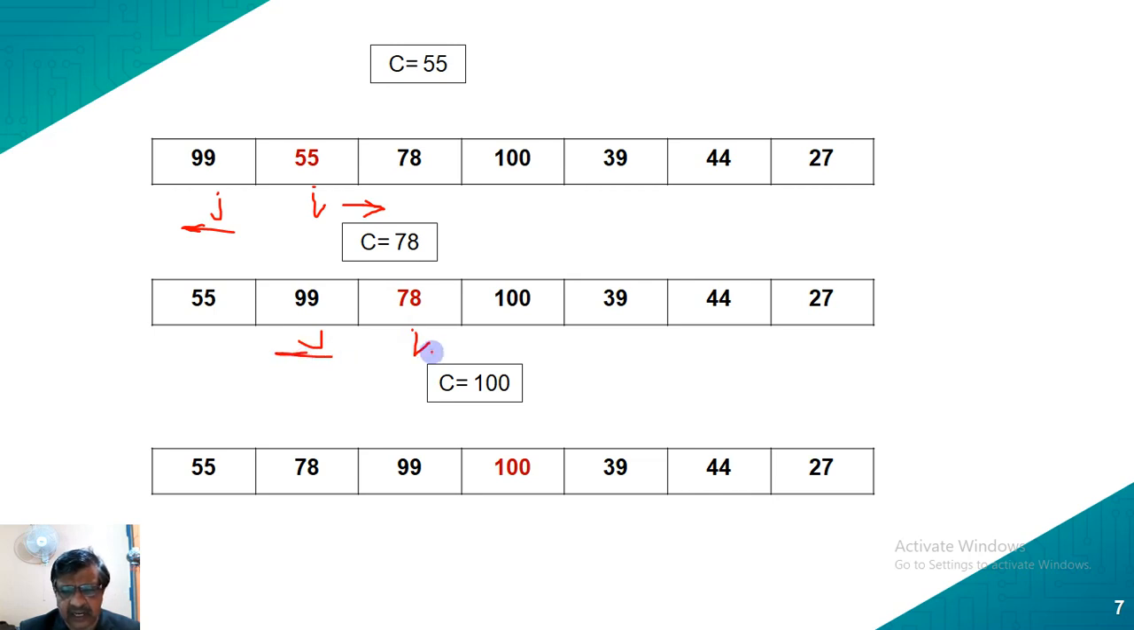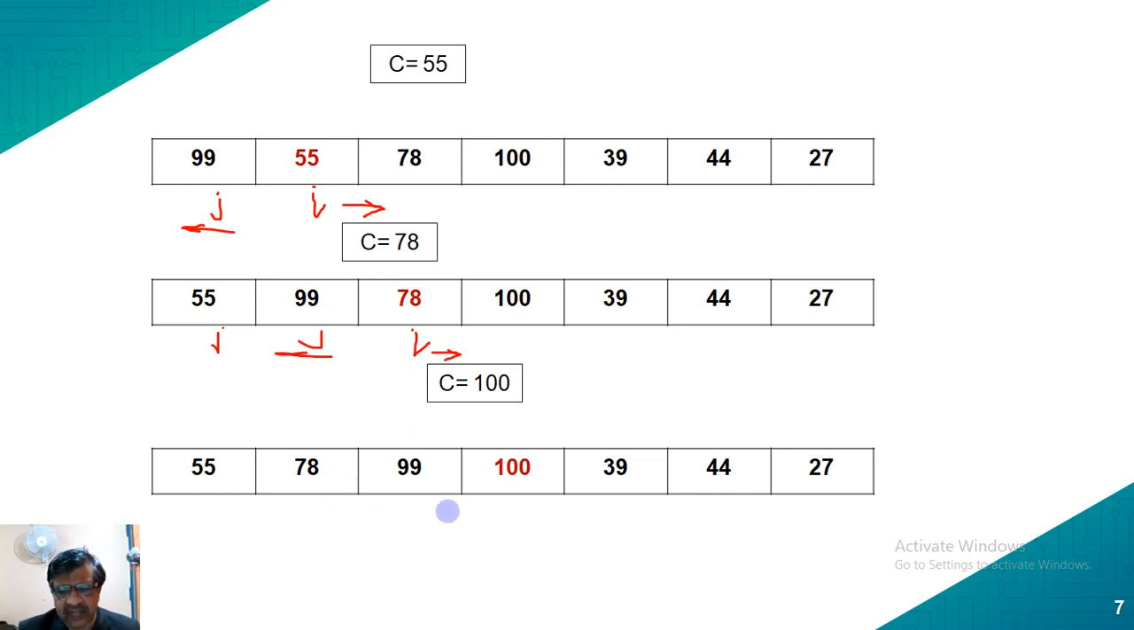In the second iteration j can move at least to 2 positions, i can move up to n-1. Now 78 is compared with this 99. Since 99 is greater than 78, 99 will be moved to a of j plus 1. So a of j plus 1 will carry whatever was there in j, and j will come over here. This 55 is compared with this. 55 is lesser than this, therefore, j has gone over here, so a of j plus 1 will carry whatever is in C. So 78 will come over here, 55 is there, 99.